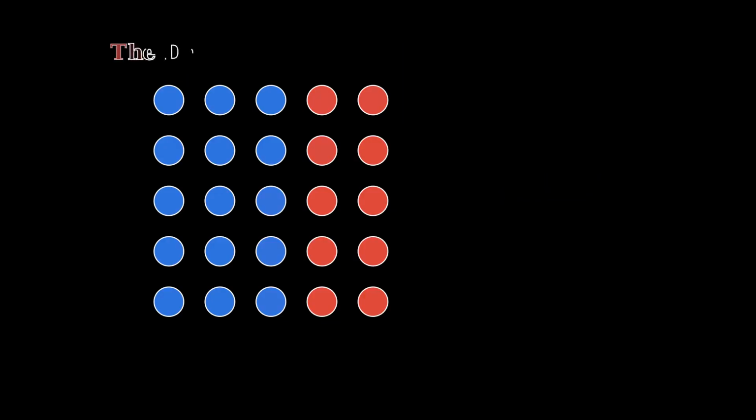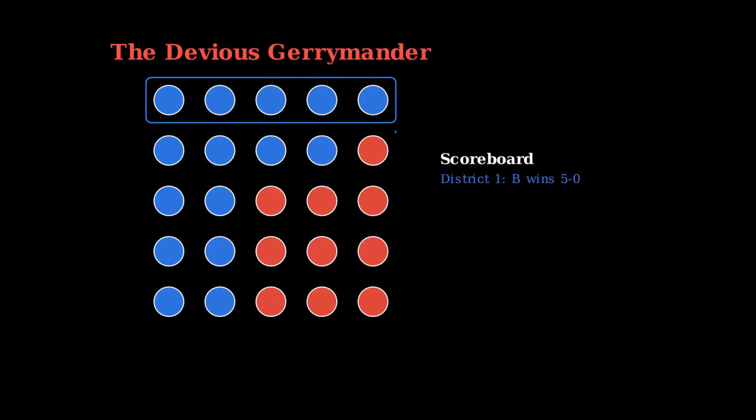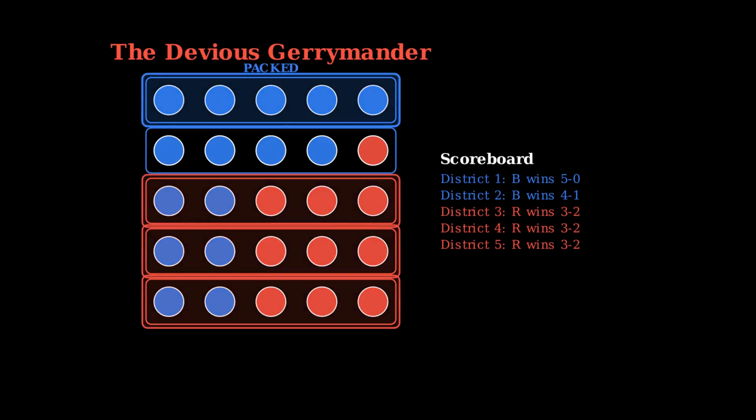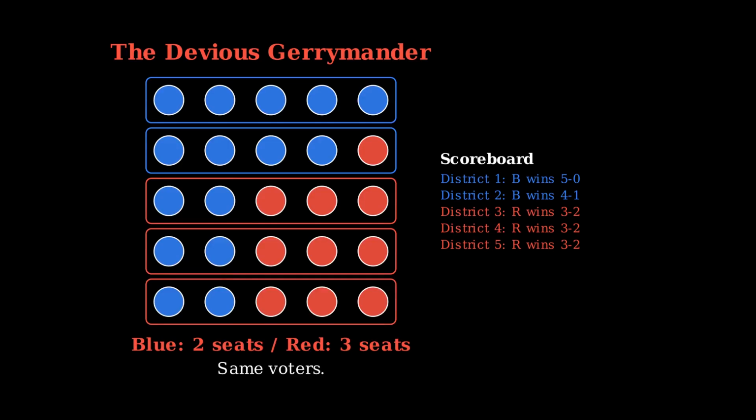But here's the devious version. Crack the blue voters apart. Put 3 blue voters into each of 5 districts, but pair them with 2 red voters. Wait, that's the same as before. The real trick is to pack 5 blue voters into 1 district, then distribute the remaining 10 blue voters across 4 districts, with the red voters arranged so each of those 4 districts has 3 red and 2 blue. Now red wins 4 out of 5 seats despite being only 40% of the electorate. The minority rules. Same voters. Different lines. Opposite outcome. So how do mathematicians formalize this?